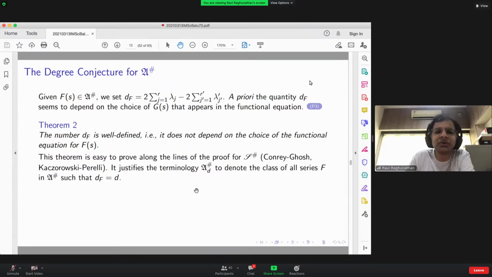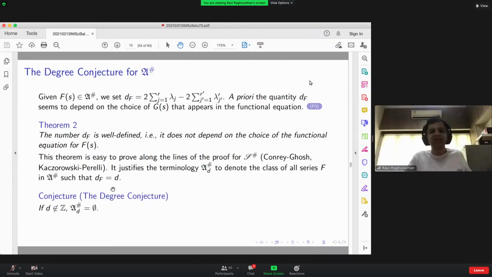But what this allows us to do is to take our class A sharp and decompose it as the union of A sharp D, where A sharp D is the class of all series F in A sharp such that the degree of F is D. So now it reduces the problem of studying A sharp to the individual classes A sharp D. And now we can get going. So the first conjecture is a degree conjecture, which says that if D is not an integer, then A sharp D is empty. So there are no elements where the degree is not an integer, right? And indeed, all our examples certainly conform to that situation.